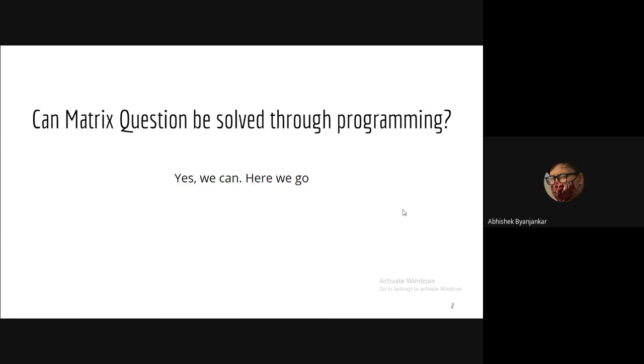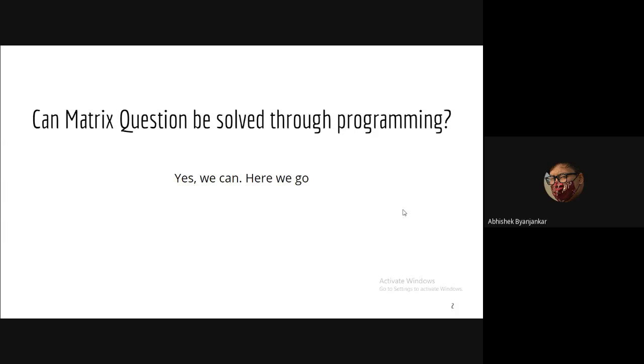I asked my brother, can a maths question be solved through programming, and he said that everything you see is math. And I was like, how? Can you please explain to me how a computer is math? And he just said 0 and 1, and I understood. So the answer is yes, we can.